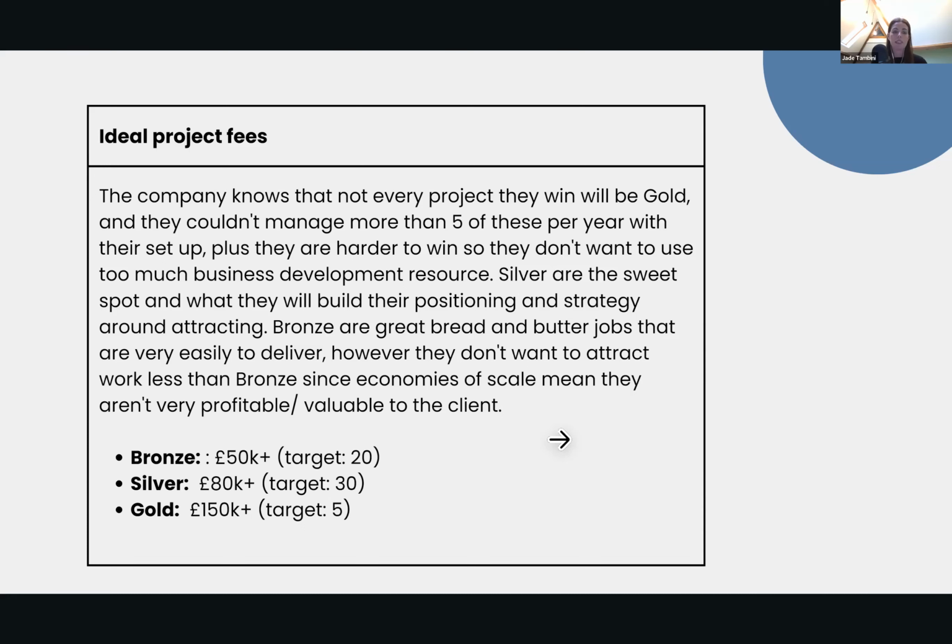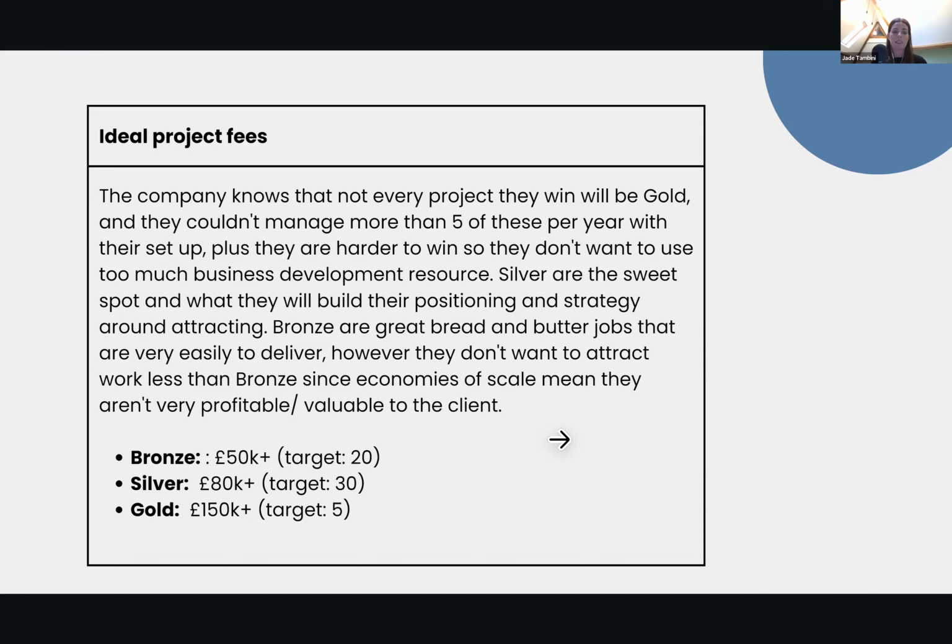Super easy, super quick and cheap for them to do, but they don't want to attract anything less than that 50k because the economies of scale mean that they don't really add much value and it's not very profitable to them. But that's not to say that if a 30k opportunity came in the door, they would say, oh, absolutely not. It's just that that's what they're targeting.